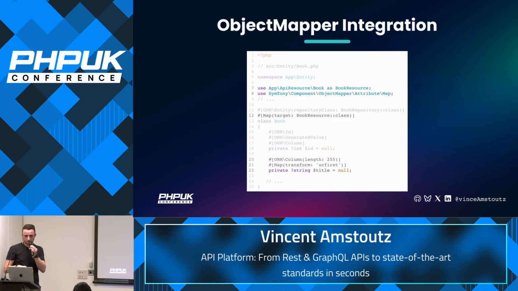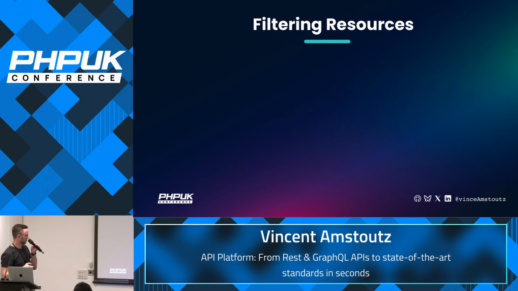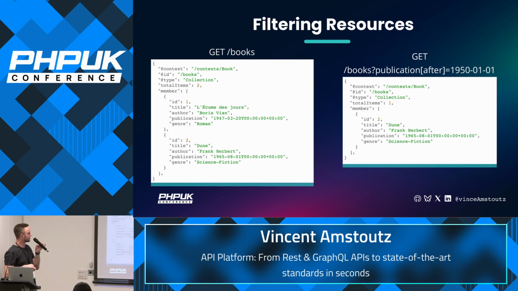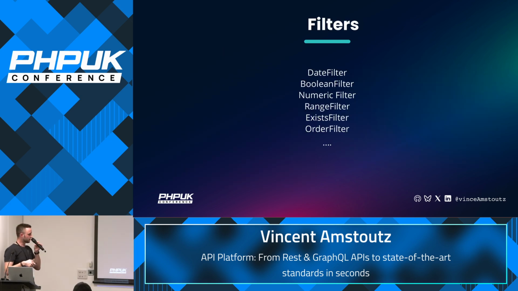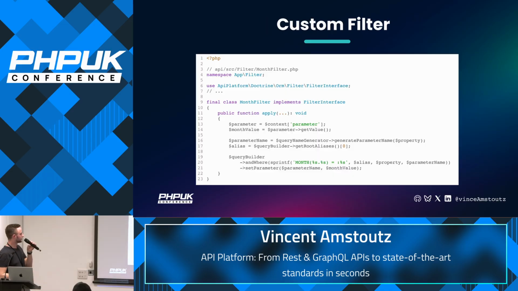I should skip that part. The pagination is provided by default. You can customize it, but it's okay by default. You can also filter resources using a lot of native filters, and some of them are new since the 4.1 version. And you also have the ability to add your custom filter using the filter interface and just one method to define.